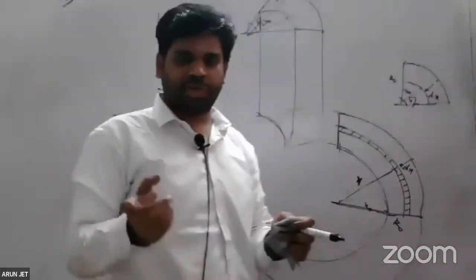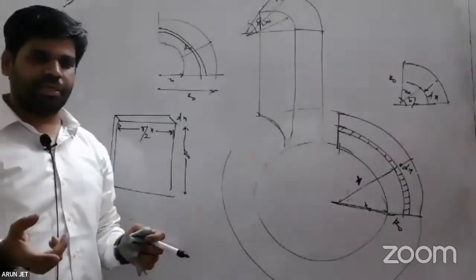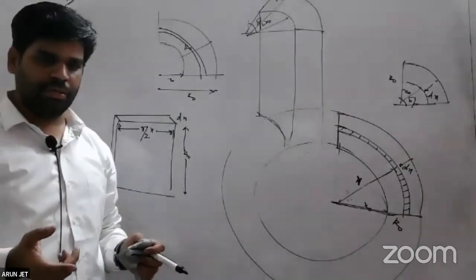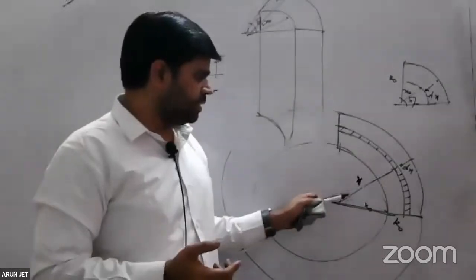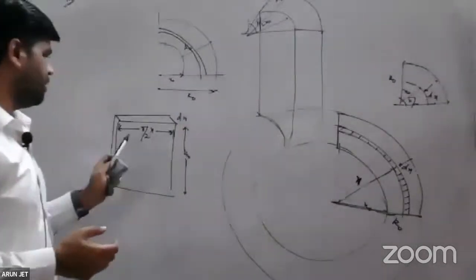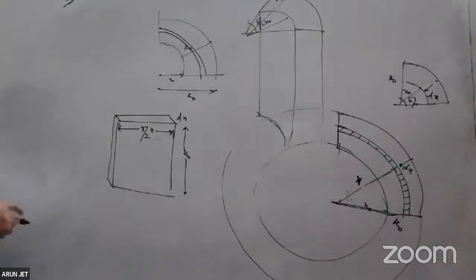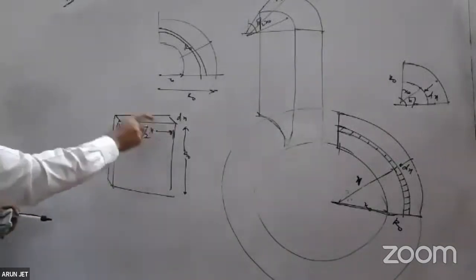Area or length of the arc is how much? r theta. So r is x, theta is pi by 2. So x into pi by 2 is my length of the sheet. Length, height and width all have come.